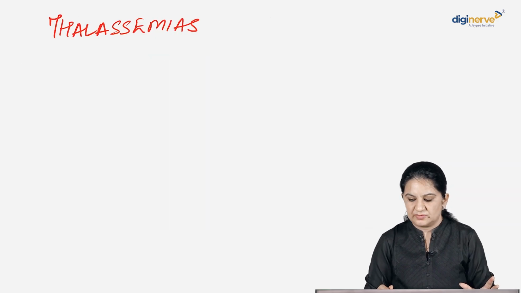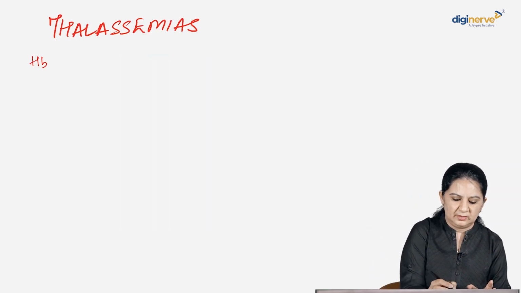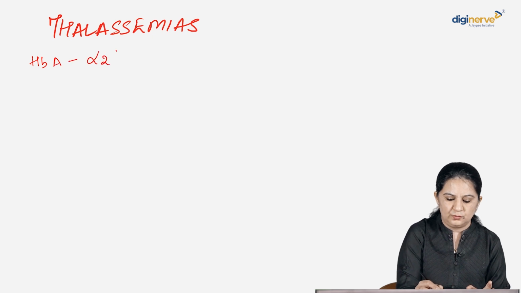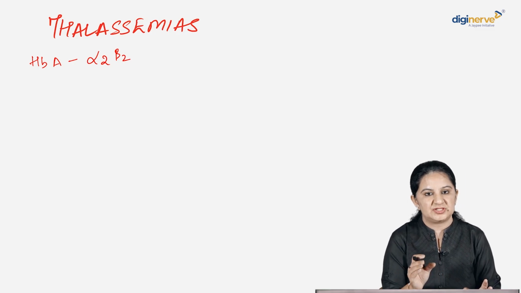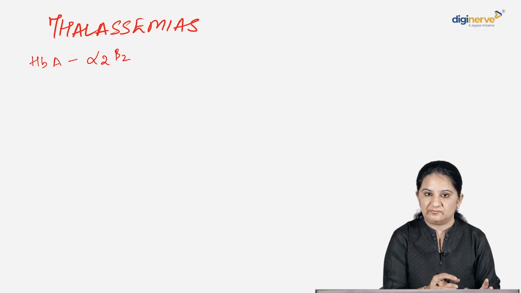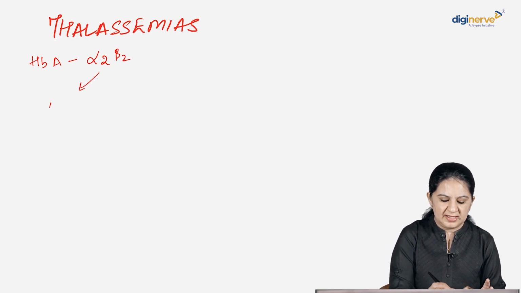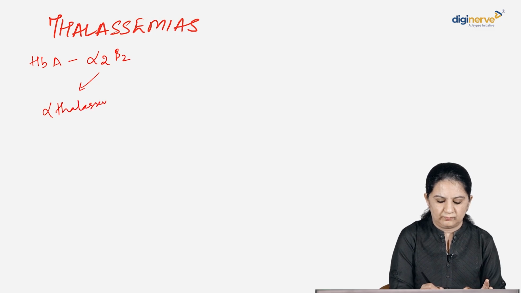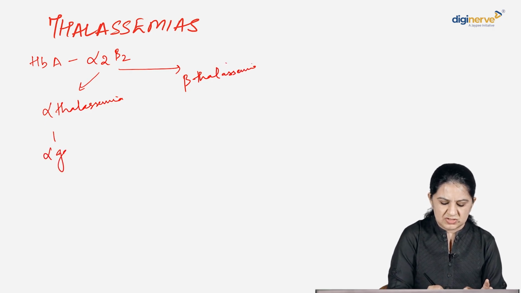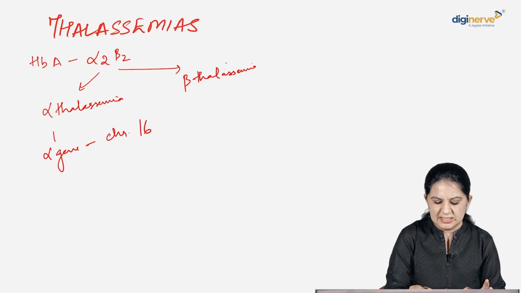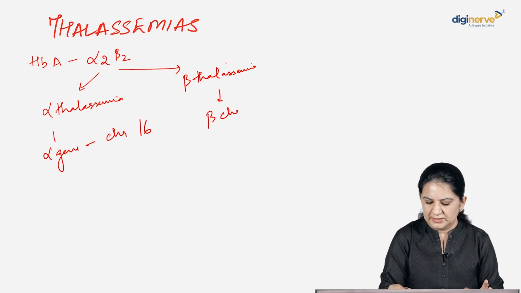Coming to thalassemias, we all know hemoglobin A is alpha 2 beta 2. It has two chains, alpha chain and beta chain, a pair of alpha chains and a pair of beta chains. Now, depending on whether the genetic defect or the deletion lies in the alpha chain or beta chain, you can classify it as alpha thalassemia or beta thalassemia. Please remember, the alpha gene is located on chromosome 16 and the beta gene is located on chromosome 11.